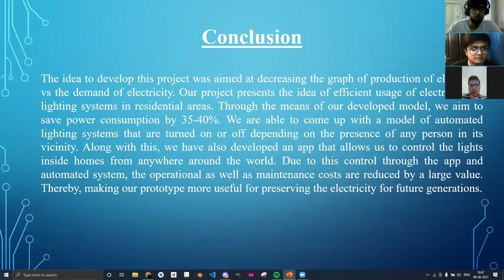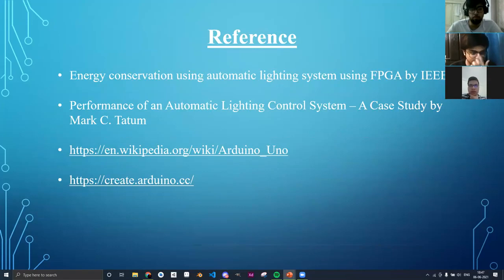And through this simple project, we tried to show how through small steps we could save a lot of energy. So these are the references that we used, and that's it. Thank you so much. Thank you.